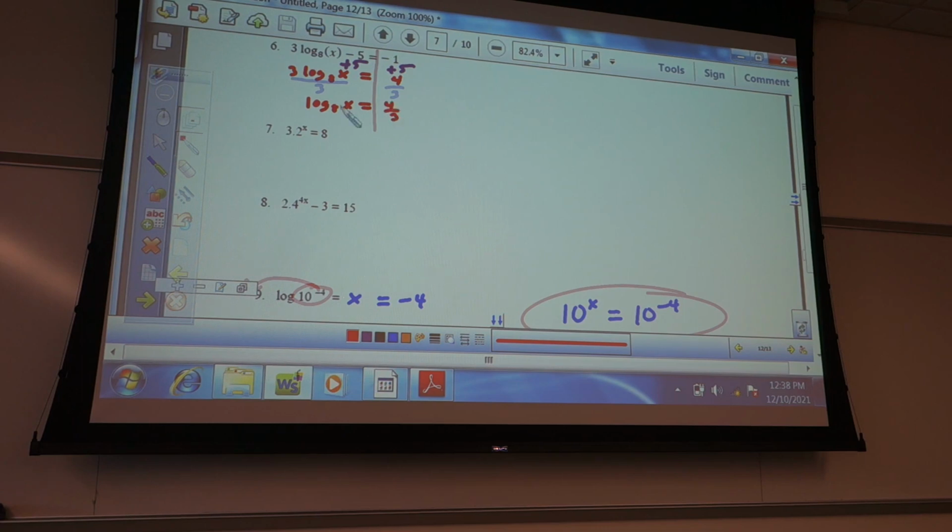All right, so now we need to rewrite this in exponential form. So what's my base? 8. What's my exponent? 4/3. That's my answer, x. So I need to do 8 raised to the 4/3. You can either do that in your calculator, 8 raised to the 4/3, or a lot of you found this as 1.333. That's fine too. Just do 8 raised to the 1.333.